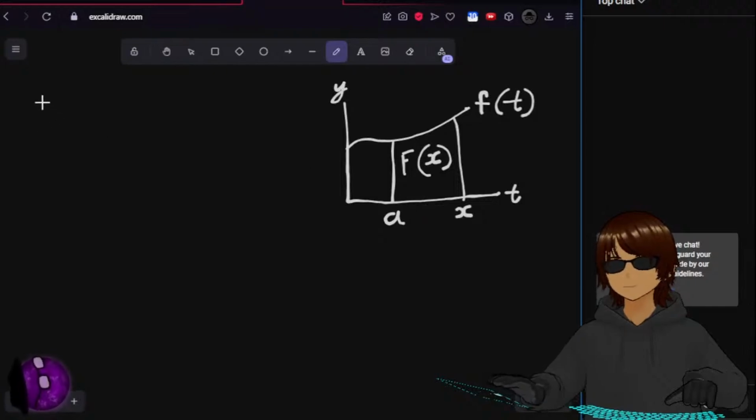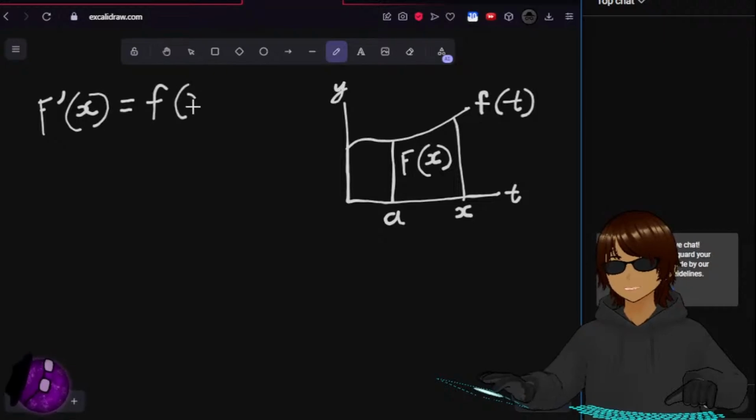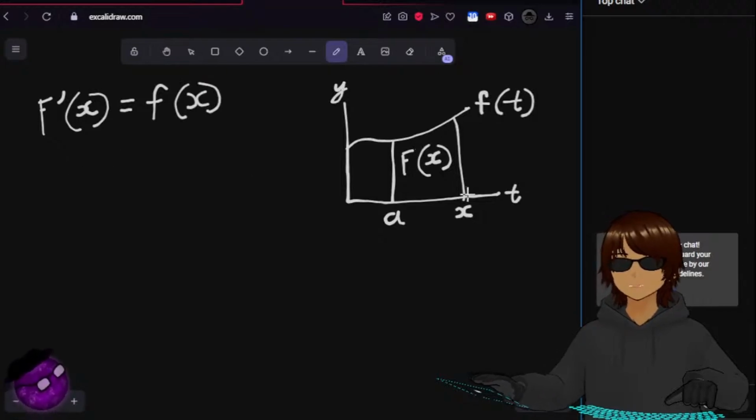So the first fundamental theorem of calculus states that the derivative of the area is equal to f of x. So this is the area, so the derivative of the area, so how much the area is changing at this point, and that is equal to f of x.